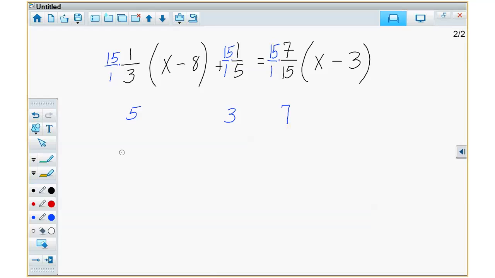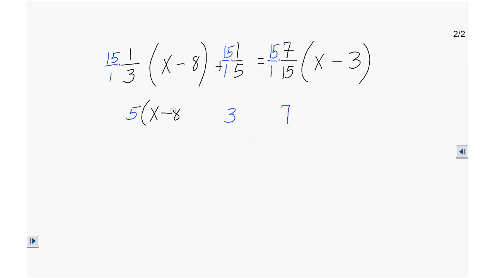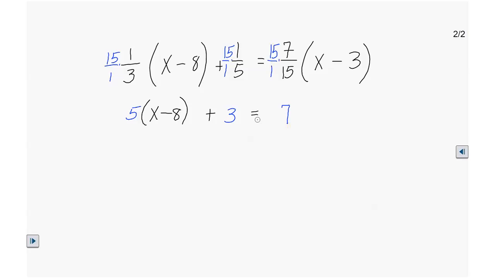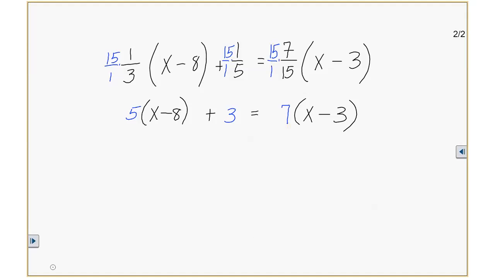So now that's going to be 5 times x minus 8 plus 3 is equal to 7 times x minus 3. And now you've got a regular problem. See how valuable it is to have that common denominator? Not just for adding and subtracting, but to clear fractions.